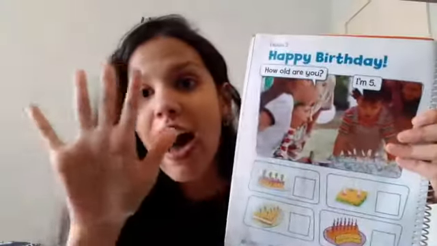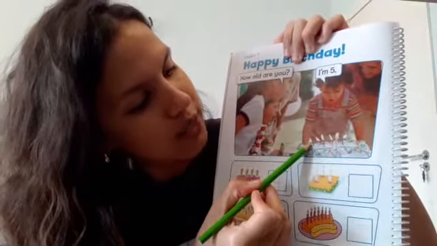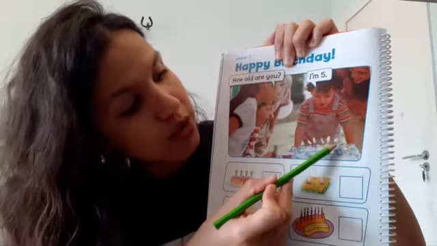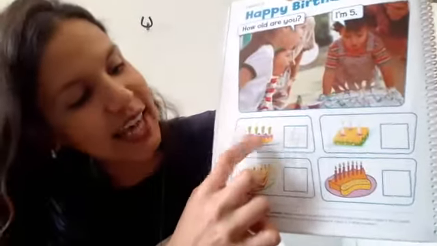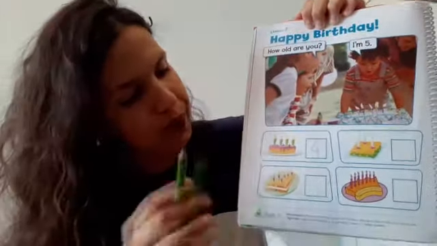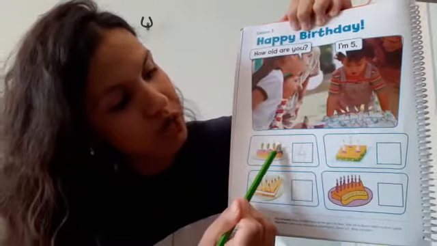I'm 5. Let's count together. 1, 2, 3, 4, 5. I'm 5. Good. Look at this cake. How old are you? 1, 2, 3, 4. I'm 4.